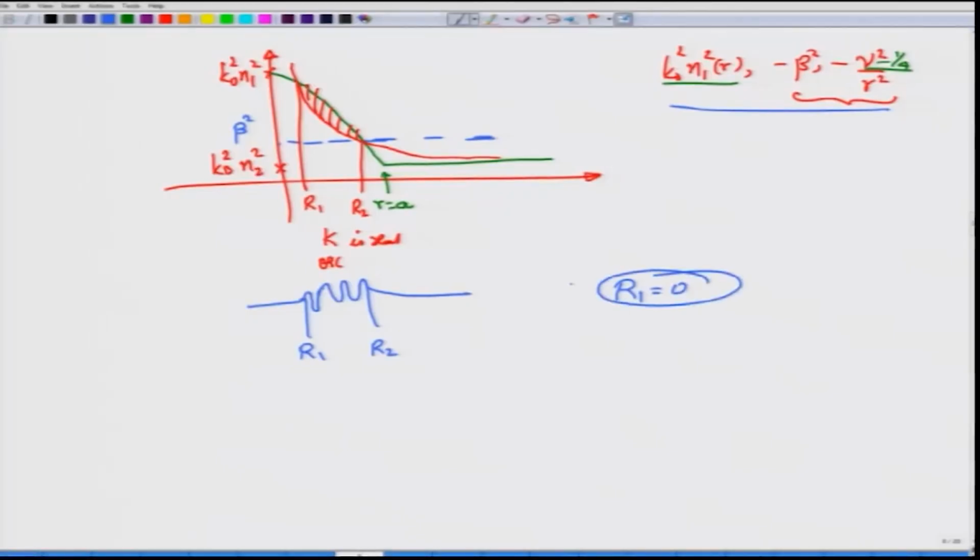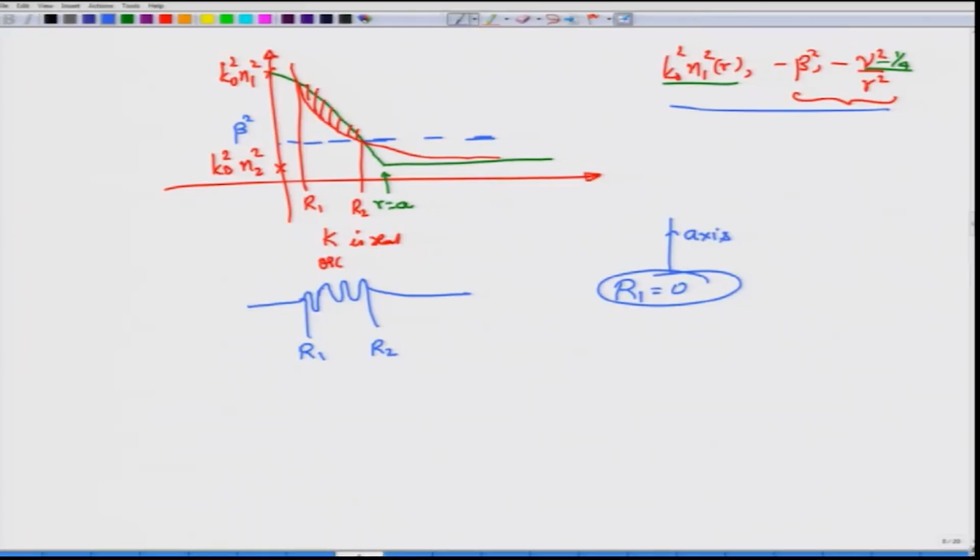But when nu equals 0, then the turning point R1 will be equal to 0, meaning that the region close to the core, the first turning point R1, will never have a value outside the core, but it actually extends all the way to the axis of the fiber. Okay. So, this is how you would go and solve it.